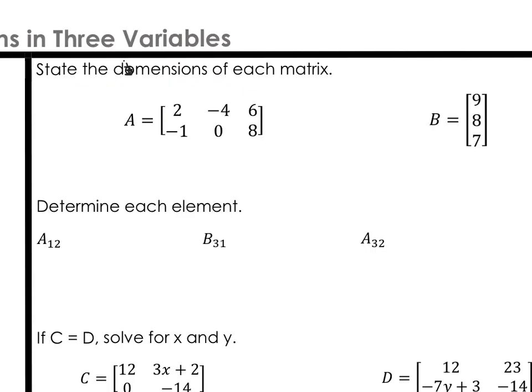It says state the dimensions of each matrix. A matrix is defined by a capital letter. Therefore, our first matrix is called matrix A. When we define the dimensions of the matrix, we always go rows first, then columns.